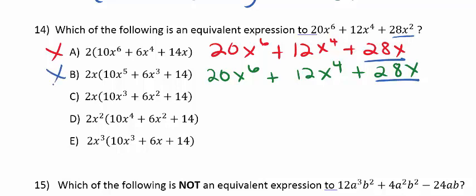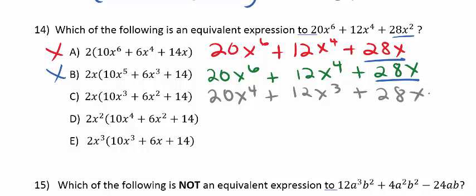Now we're going to take a look at C. And when we multiply C out, we're going to get 20x to the 4th by adding those exponents. Then we're going to get 12x to the 3rd. And then we're going to get 28x here. And again, here's the problem. Well, we've got more than one problem. Here is also a problem. This one's x to the 4th, and this is x to the 3rd. And actually here also, x to the 6th, x to the 4th. So that one is not it.